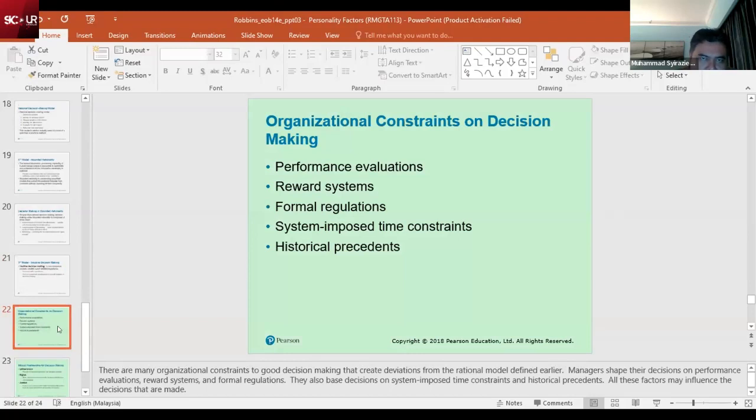On decision making, there are constraints, right? The organizational constraints in decision making: first, performance evaluation. When managers make decisions, they have to follow certain things. It may limit the decision making alternatives, because you have to follow the performance evaluation, the reward system, formal regulation, and then time constraints or system-imposed time constraints. And sometimes it's because of historical precedence.